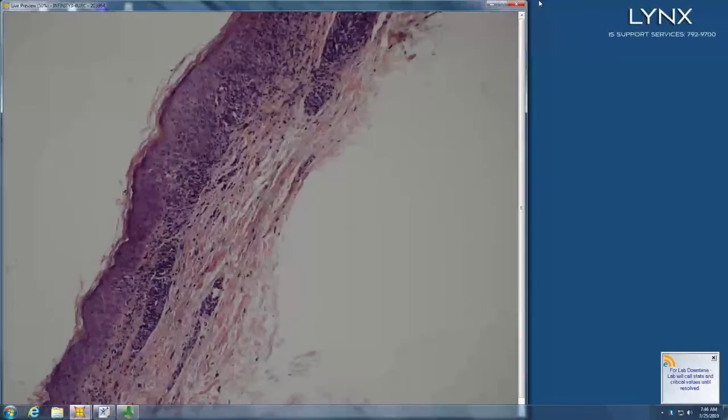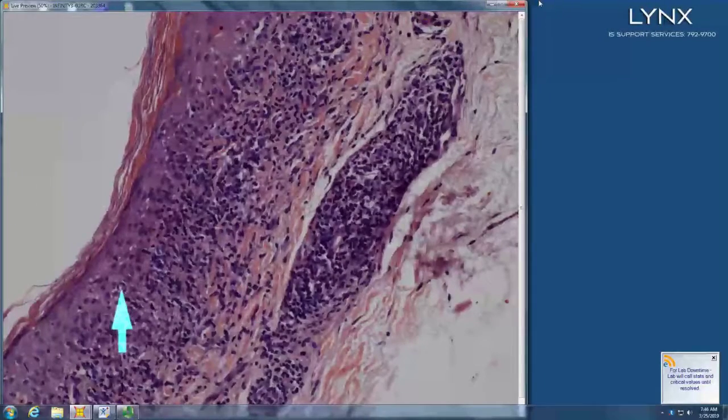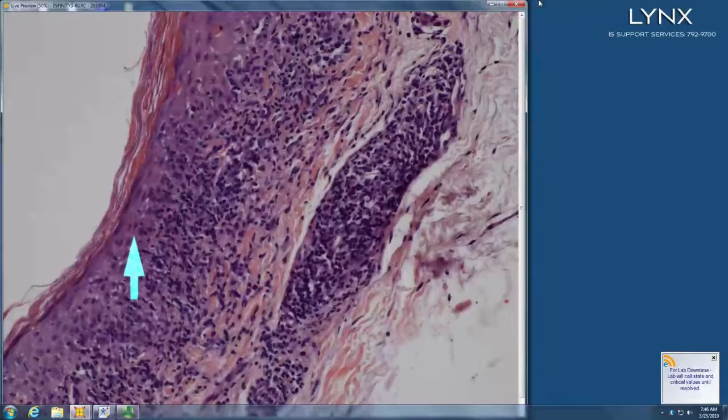Pretty dense infiltrate at the DEJ. And is your basal layer intact or basal layer destroyed? Looks like destroyed. Destroyed, and dead reds.